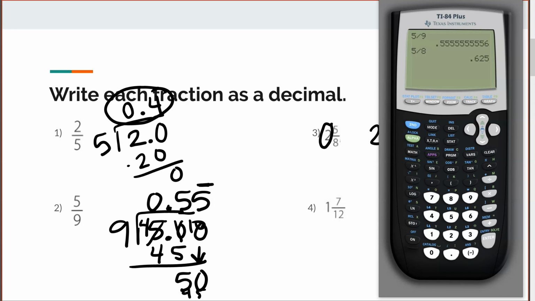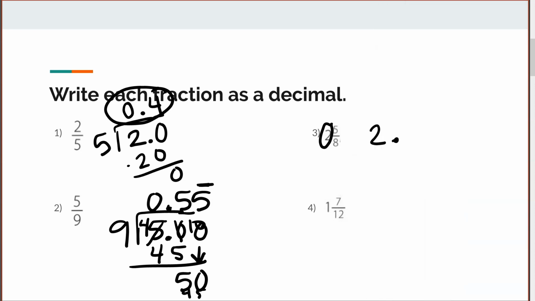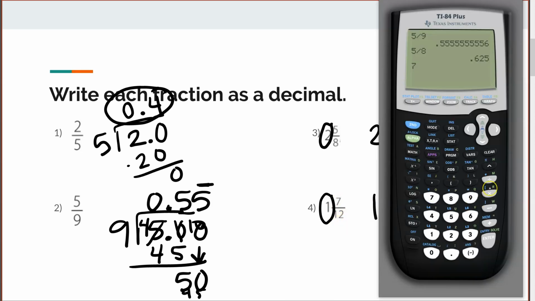0.625. All right, so if you want to pause the video and try the next one, again, the whole number goes in the front, and then you will just convert 7 divided by 12. So 7 divided by 12.